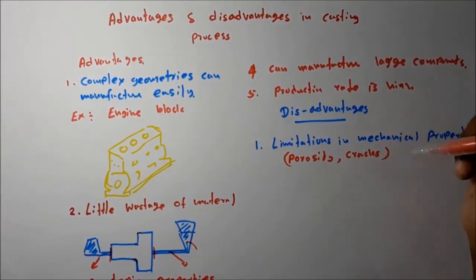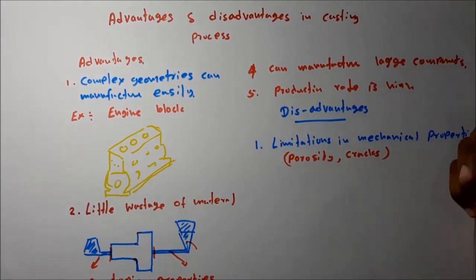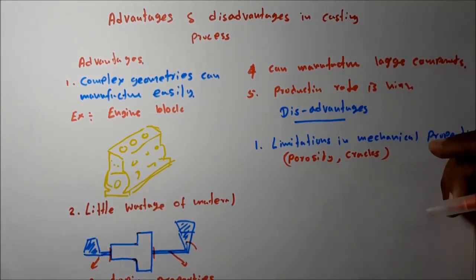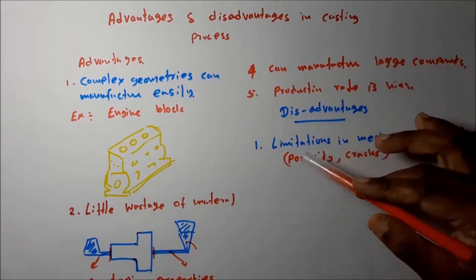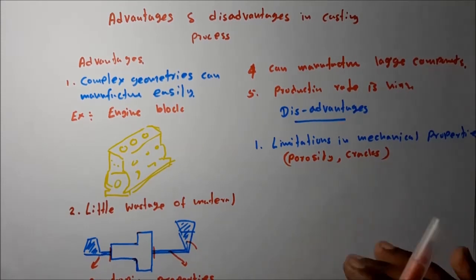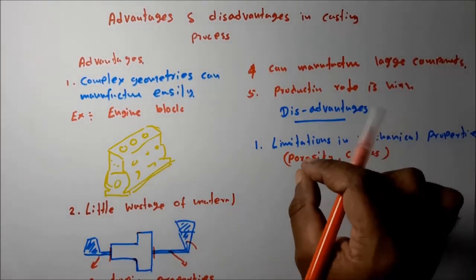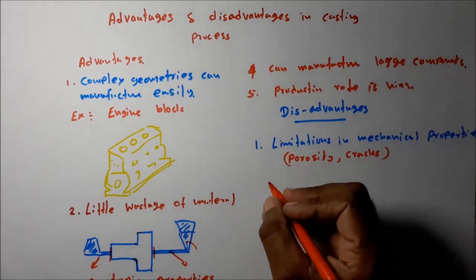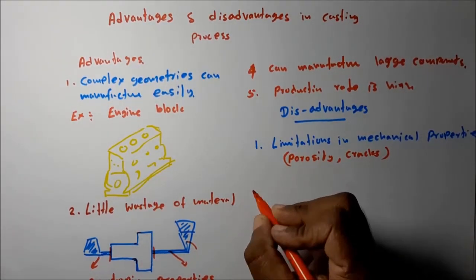Because of the porosity and thermal cracks, the expected strength and mechanical properties we can't obtain. That means properties like strength and toughness can't be obtained because of the presence of porosity and thermal cracks. Because in metal casting operations we can't totally avoid porosity and thermal cracks, the expected strength can't be obtained from the product. This is one of the main disadvantages of this process.